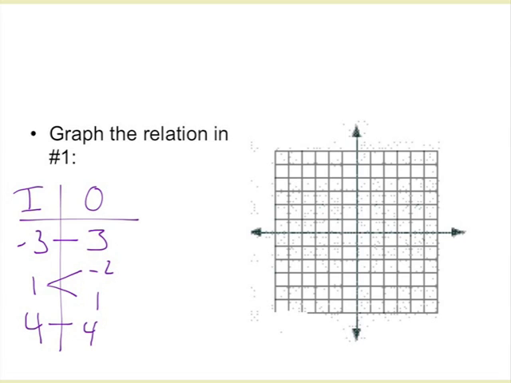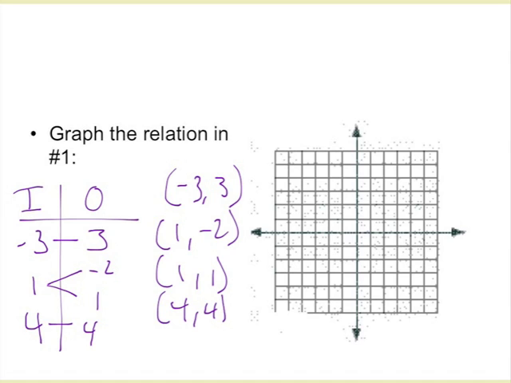I'm going to turn these into ordered pairs. So the first one is (-3, 3), (1, -2), (1, 1), and (4, 4). Then I'm going to plot these points. This is our x-axis, and the vertical one is the y-axis. X comes first in the point and then y.